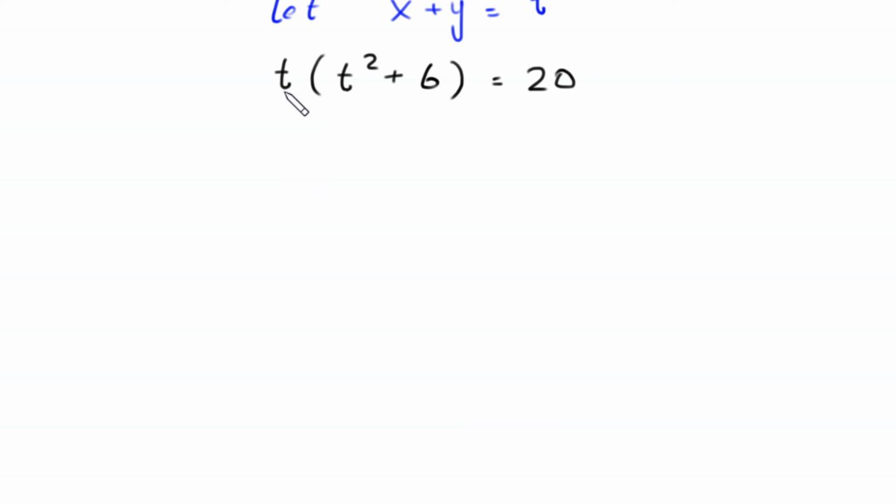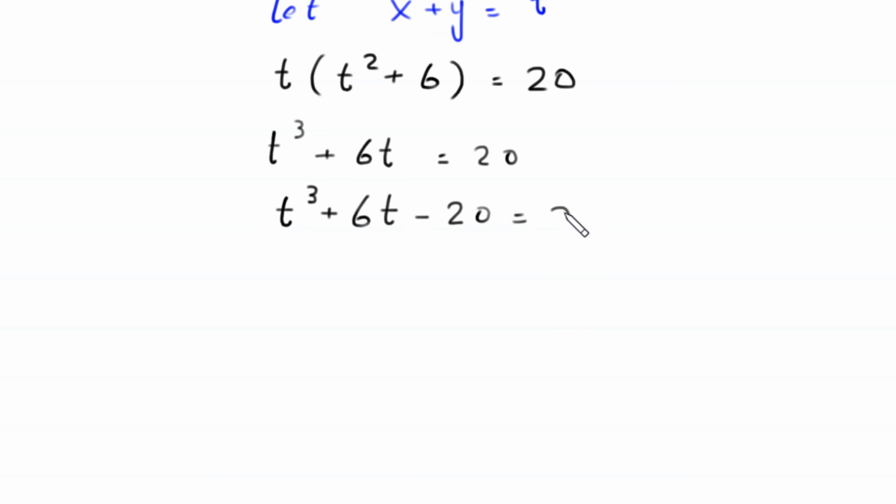Distribute this t, this will become t times t squared, t cubed, and t times 6, plus 6t is equal to 20. Move this 20 to the left-hand side, this will become t cubed plus 6 times t minus 20 is equal to 0.